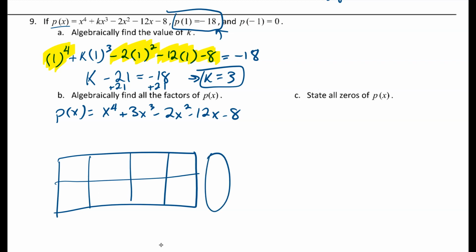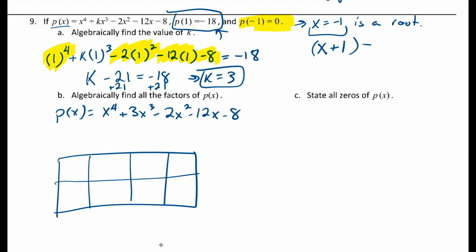But I don't know what my divisor is yet. So you need to recognize that this piece of information right here is very telling. Think about it, this is telling you x equals negative 1 is a root, because when you plug it into your equation, it makes it equal to 0, right? That's the definition of a root. The corresponding factor to x equals negative 1 is x plus 1. So x plus 1 must be a factor of p of x.